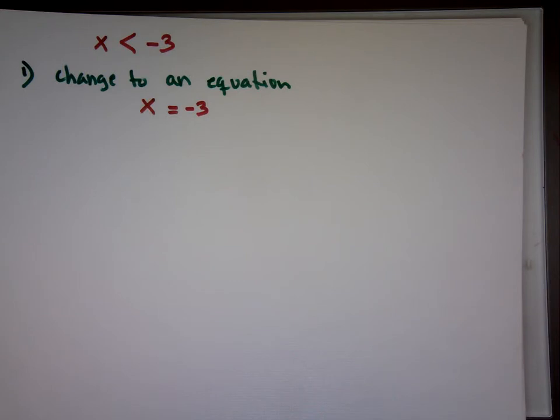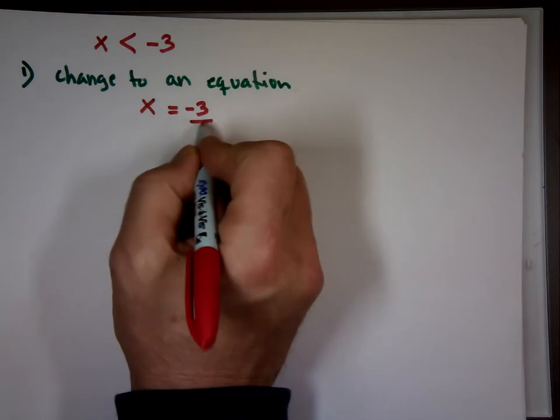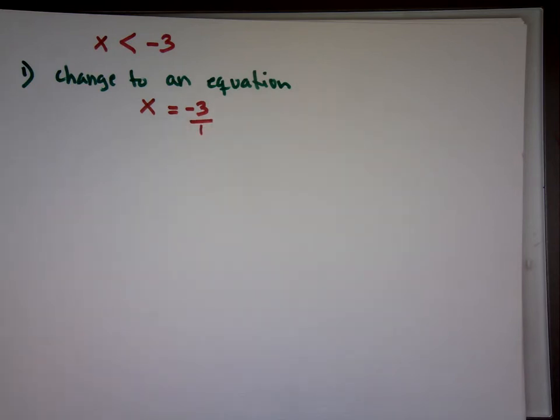Negative 3 over 1. Okay, negative 3 over 1. How is that going to help me? You think about the slope, I think. We have a suggestion, make it negative 3 over 1. It doesn't really help me by making a fraction here. So what else can I do? How would I graph x equals negative 3?